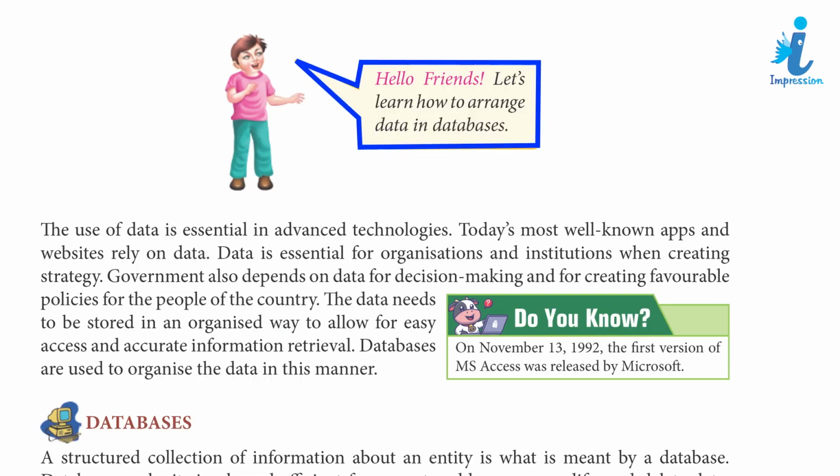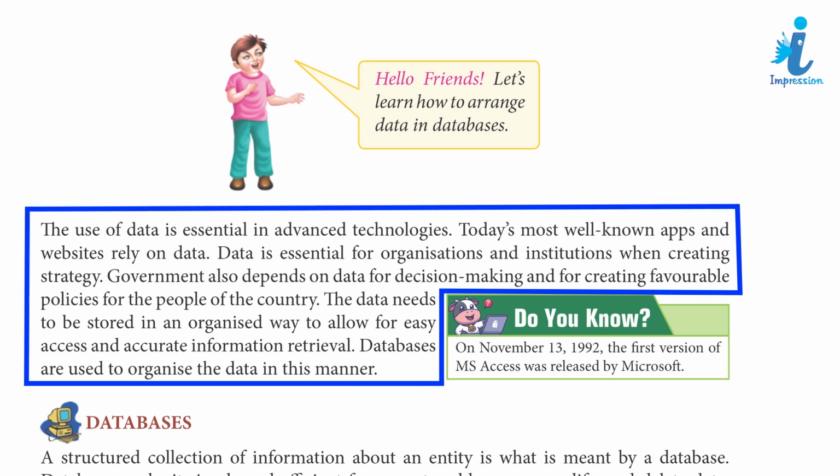Hello friends, let's learn how to arrange data in database. The use of data is essential in advanced technologies. Today's most well-known apps and websites rely on data. Data is essential for organizations and institutions. When creating strategy, government also depends on data for decision making and for creating favorable policies for the people of the country. The data needs to be stored in an organized way to allow for easy access and accurate information retrieval. Databases are used to organize the data in this manner.